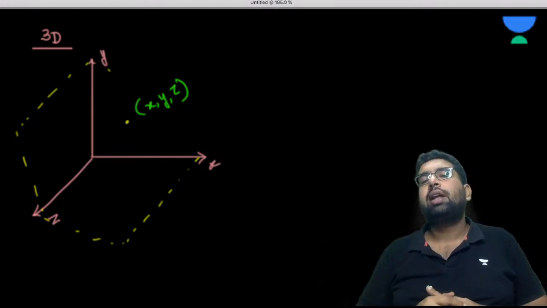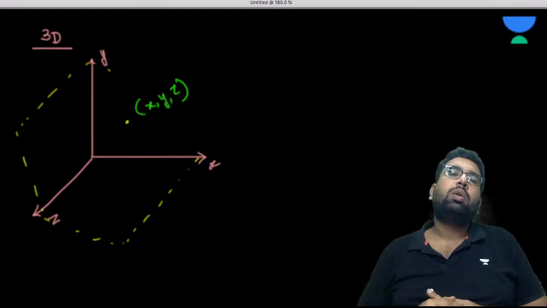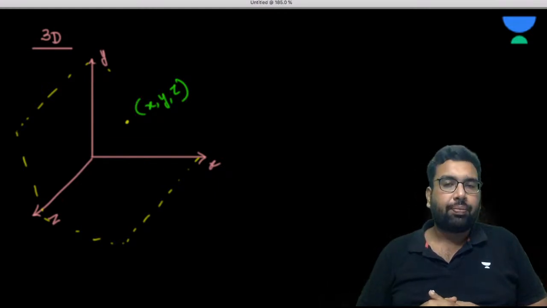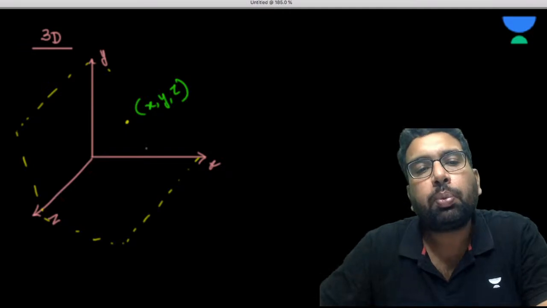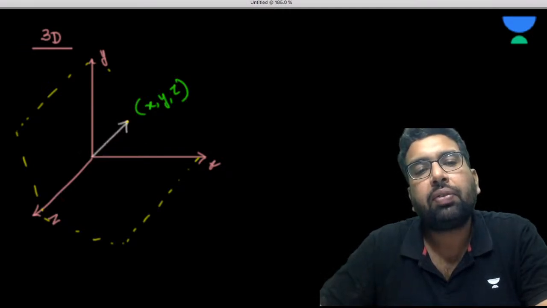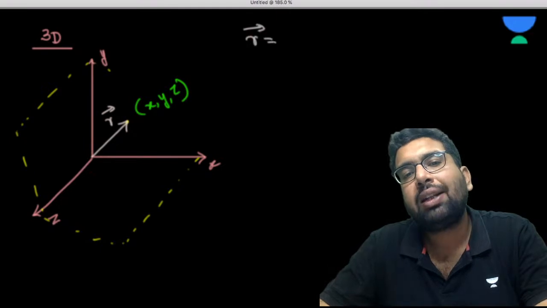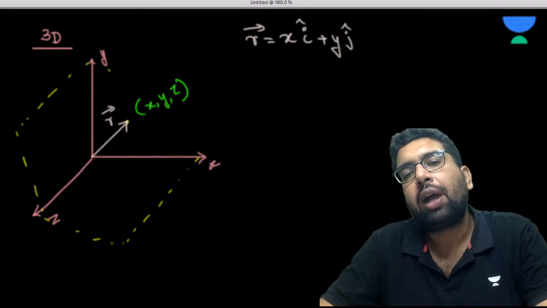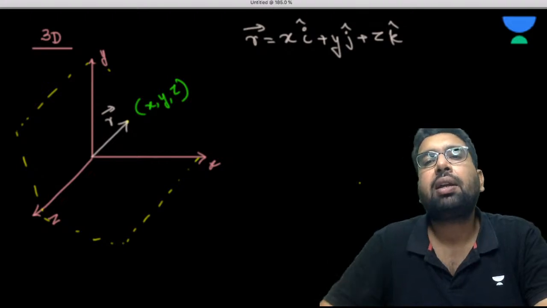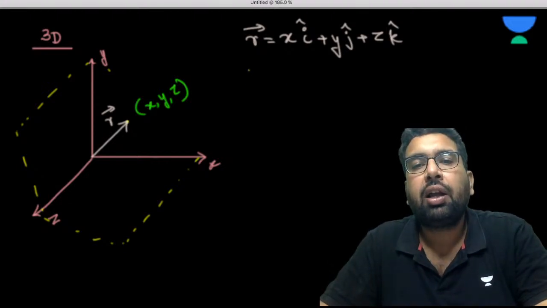You can consider it as origin. So this is going to be, let's suppose, x, y, and z. Now what is going to be the position vector? If we connect this with r vector, this is going to be the position vector here, and in the same way, it is going to become x i cap, y j cap, and z k cap.